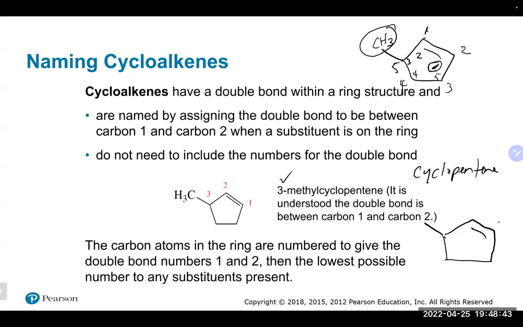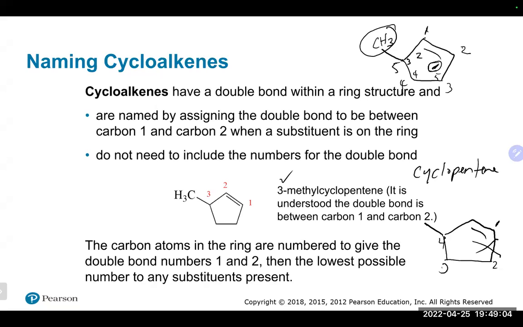So if you started here, you should not go 1, 2, 3, and 4 because you did not go through the double bond. So if there is a double bond in a cycloalkene, you do have two options, but you always got to number through the double bond. And then whichever way gives you the smallest number.